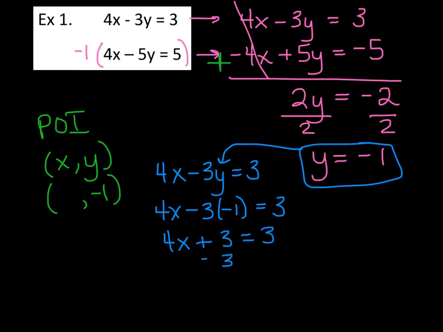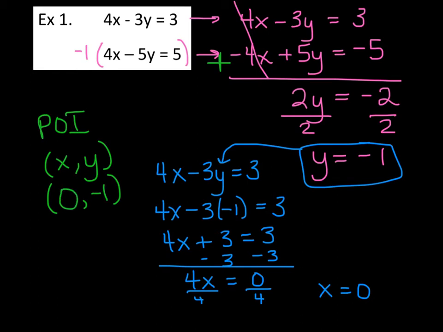Okay, a couple quick steps to solve this equation. Subtract 3 from both sides. We get 4x equals 0. Divide by 4 on both sides, and we should get x is equal to 0. So now we have our x value and our y value, so we can write our point of intersection here is 0, negative 1.